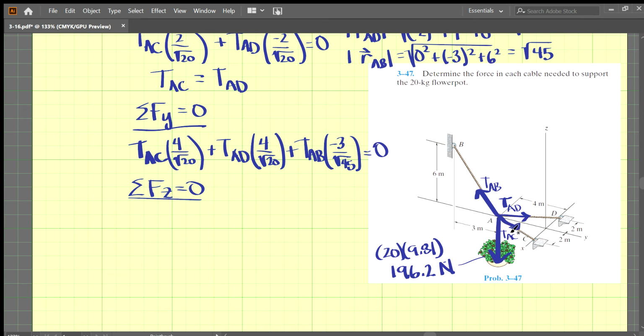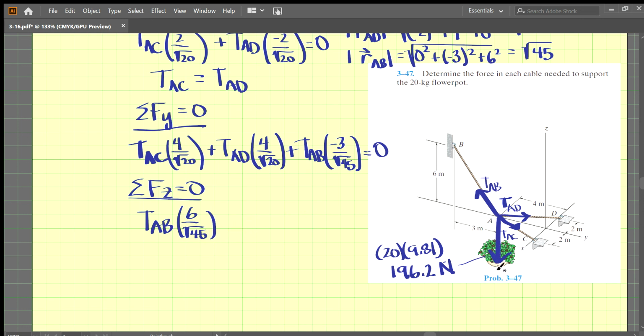So TAC and TAD do not move in the z direction as you move from their origin to where they're connected to the plates here. So those will have no influence on the z direction. So TAB is the only one we have here, and in the z direction we have a +6 as we move from A to B, divided by the total length, which is square root of 45.